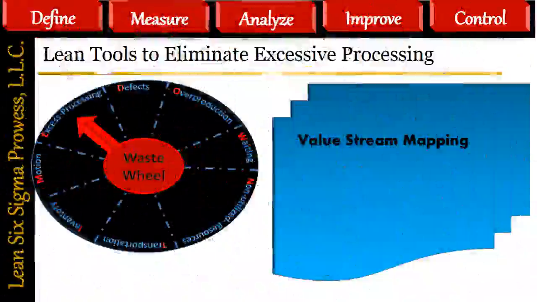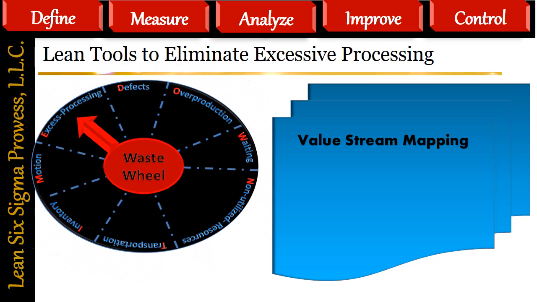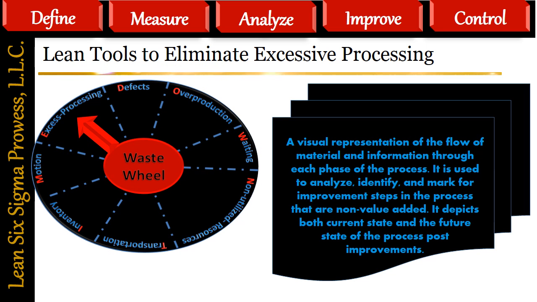Eliminate or reduce excess processing by understanding the value stream. Value stream mapping is a visual representation of the flow of material and information through each phase of the process. It is used to analyze, identify, and mark for improvement steps in the process that are non-value added. It depicts both the current state and the future state of the process post improvements.